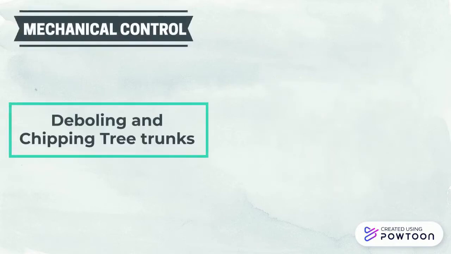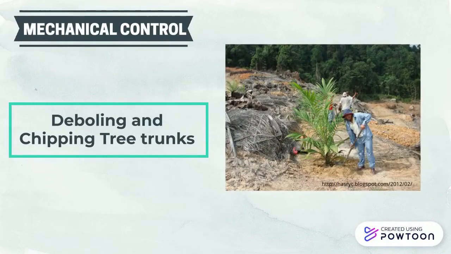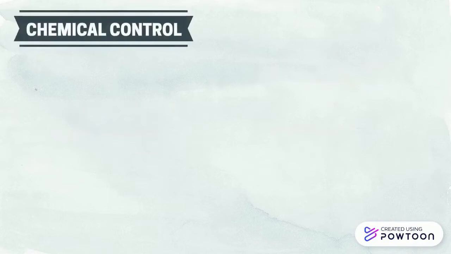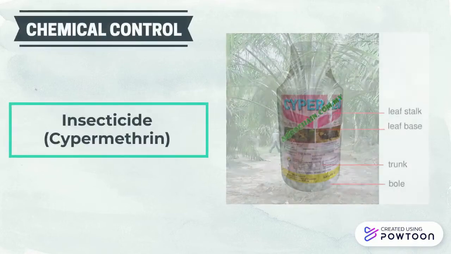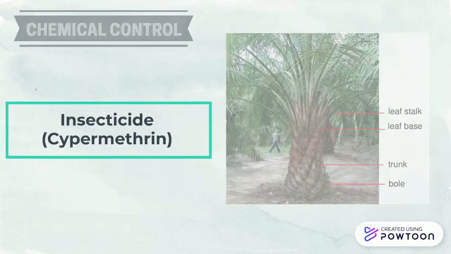In mechanical control, farmers can debole and chip tree trunks during replanting or use closed-ended conservation trenches when handling oil palm debris. Lastly, use chemical control: insecticide cypermethrin sprayed at the palm bowl to prevent the rhinoceros beetle from further damaging the palm tree.